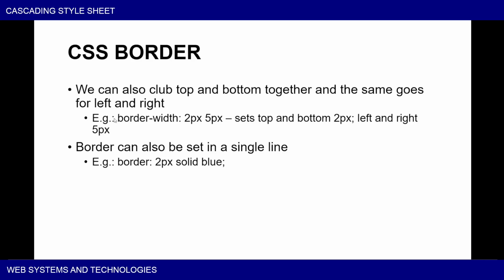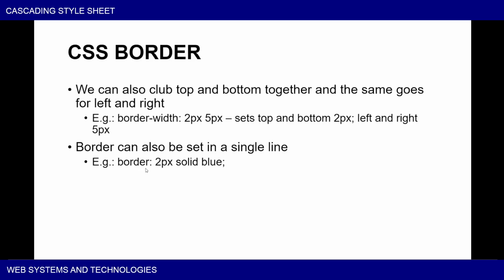So example for that is, let's say we have border width. Okay, so your border width would be, you wanted to have a 2px 5px, so meaning to say, the top and bottom will be 2px, ito yon, yung unang parameter, and then the second one is the left and right. And then you can also set a single line.